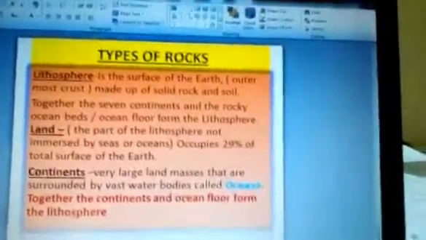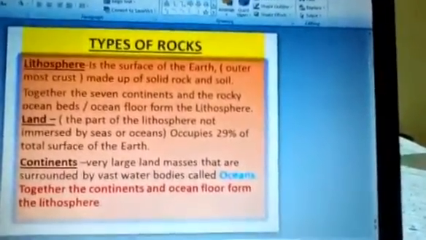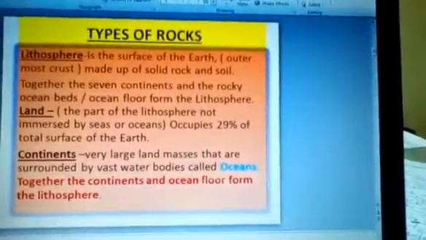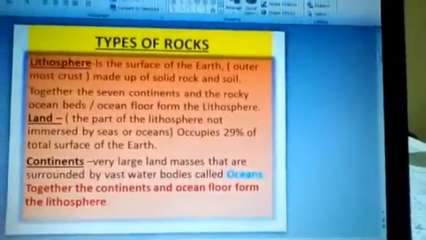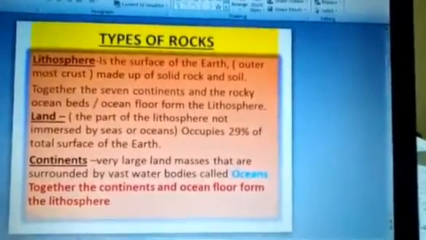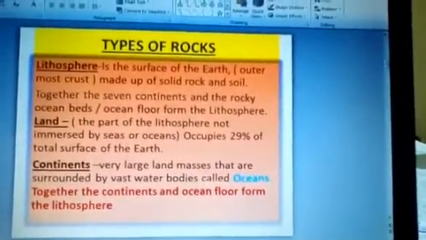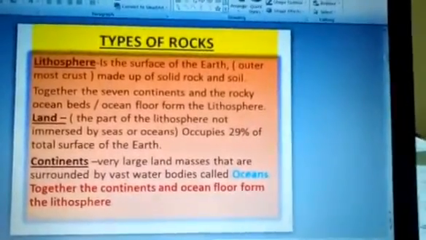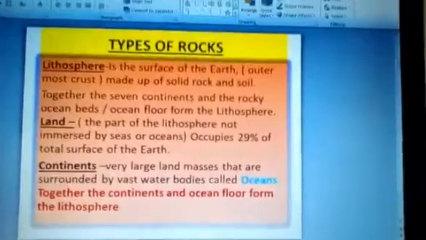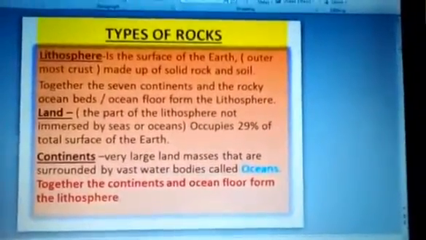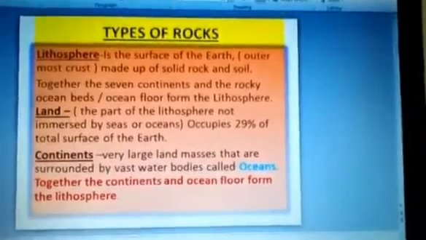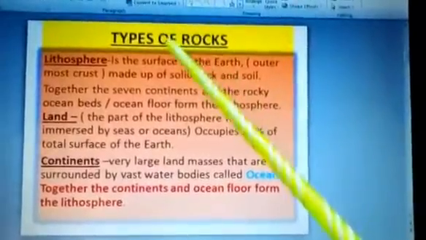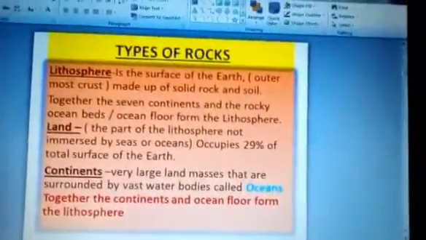Let us now revise the meaning and the names of the continents. What is a continent? Continents are large land masses on the surface of the earth that are usually separated from each other by vast water bodies called oceans. Let's recall the names of the continents. They are Asia, Africa, North America, South America, Antarctica, Europe, and Australia. All these continents are a part of the lithosphere, or the outermost crust of the earth.